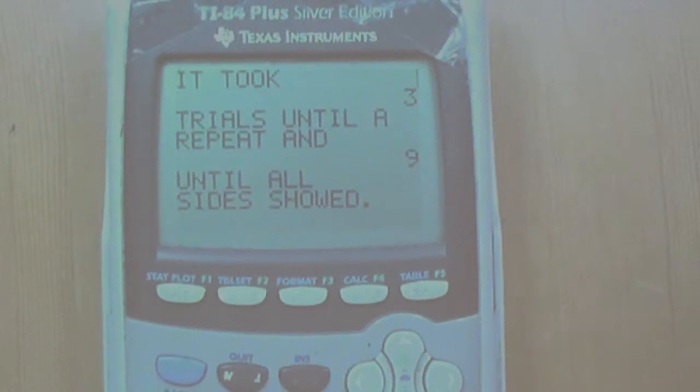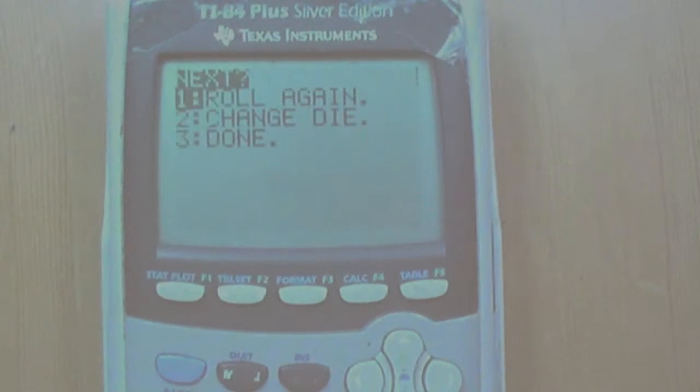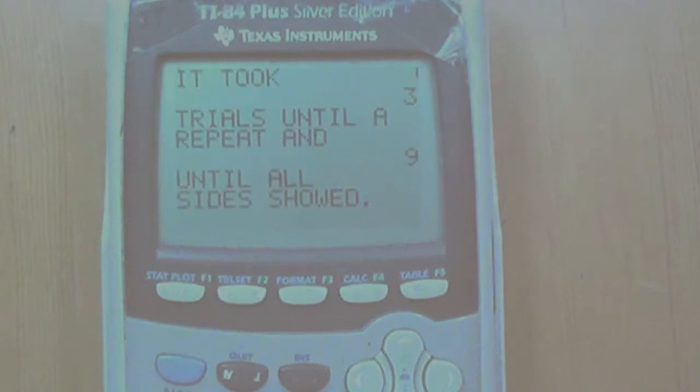One of my favorite programs to write was this one. Press enter again. It says, should I roll again? Should I change the die, or should I be done? Let's roll again. It's thinking. This time it took 4 trials until a repeat, and 15 until all sides showed. Let me know if anybody gets something interesting. I have 1 line of code written into this one that's very, very fun. Let me know if you don't get something that looks like this.